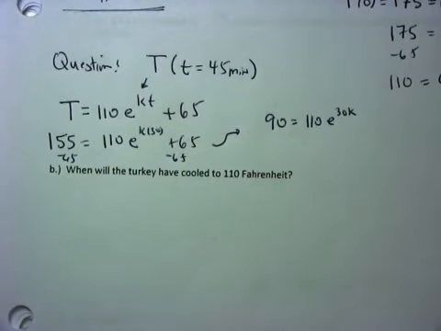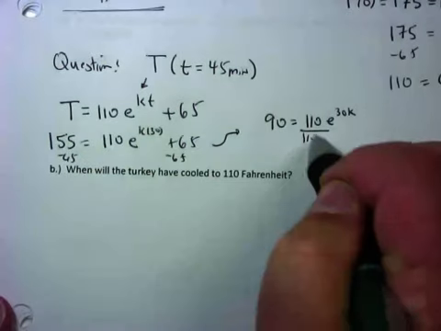What's your next move? Now you got the term with the k in it by itself. Now I want to get rid of the coefficient to get the e part by itself. So what's my next move? Divide by 110.